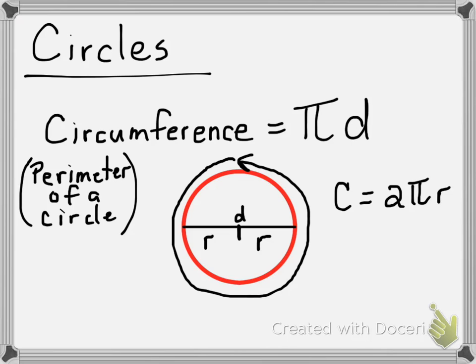These formulas give you the same answer every time, so you can use whichever one you want. If you happen to have the diameter, you can use this one. If you happen to have the radius, you can use this one. Or you can just always use one or the other, it doesn't matter, because they are the same. Alright, so now let's practice a few of these before we move on to something new.